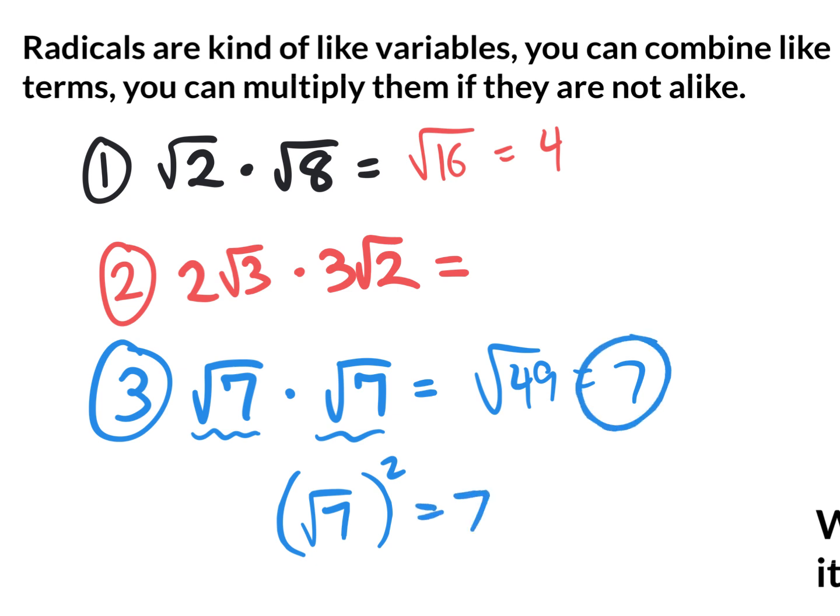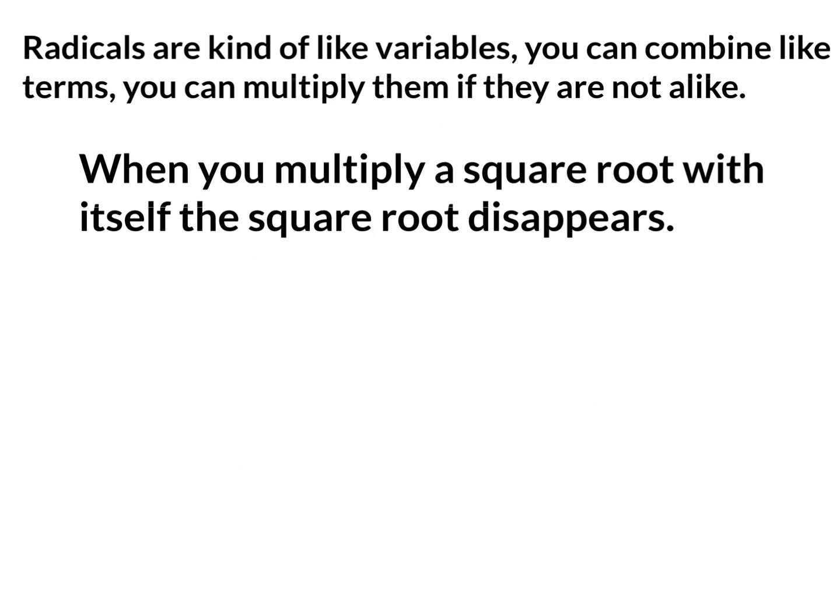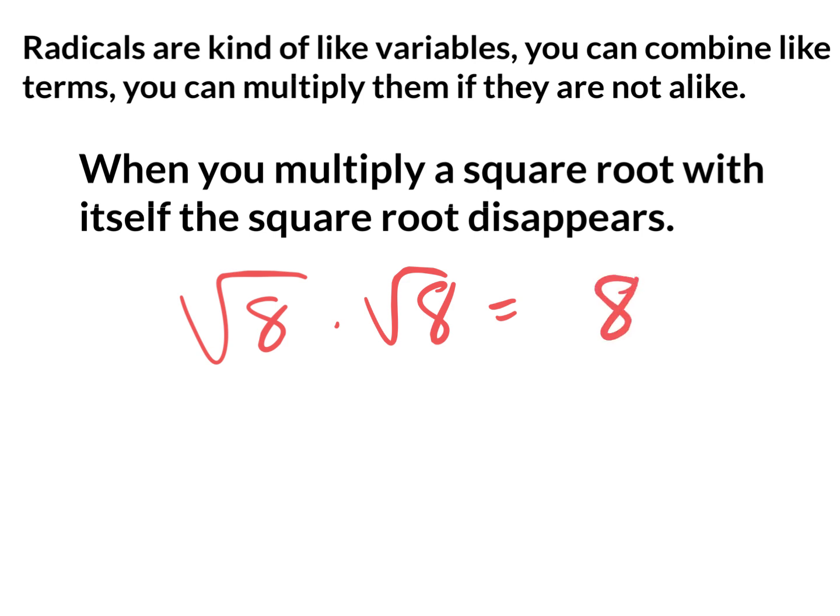So here's a big fact: when you multiply a square root with itself, the square root disappears. So if I say, what is the square root of 8 times the square root of 8? Yeah, you could say the square root of 8 times square root of 8 is square root of 64, which takes you back to 8, but the answer is just 8.